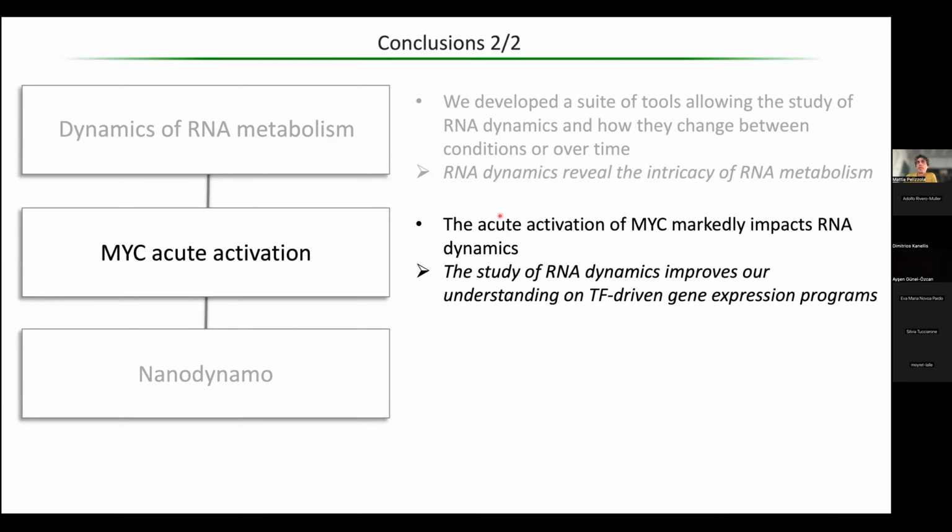So with this part, we have shown that the acute activation of MYC markedly impacts RNA dynamics, not just in terms of synthesis of the target genes, and how important it is to study RNA dynamics for understanding transcription factor-driven gene expression programs. And I will now leave the stage to Mattia, because, of course, reasoning in terms of synthesis, processing, and degradation can be fun, can be interesting, but of course, it is just the tip of the iceberg of the RNA life cycle, right? Plus, we are in Translacore, so we need to speak about translation somehow. And we will come to that in the next part. I will now switch to Mattia's presentation.